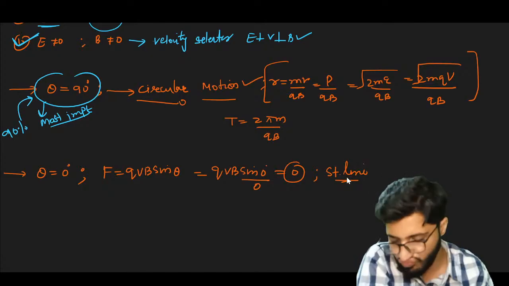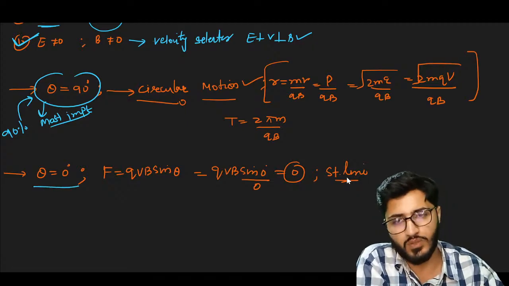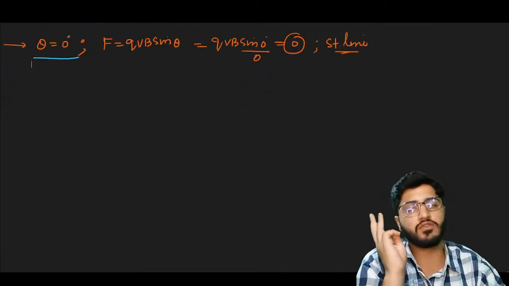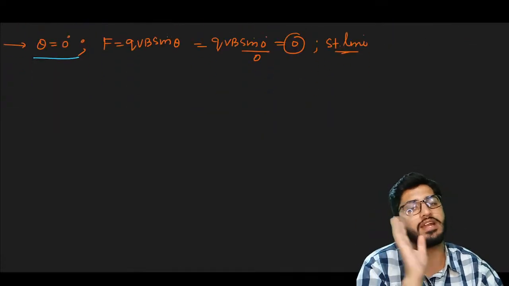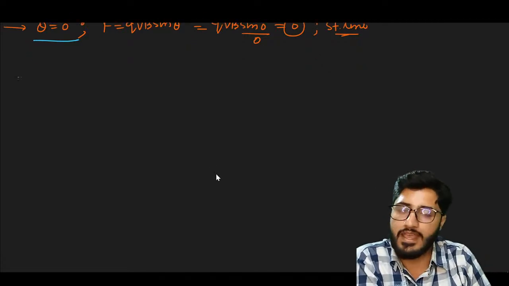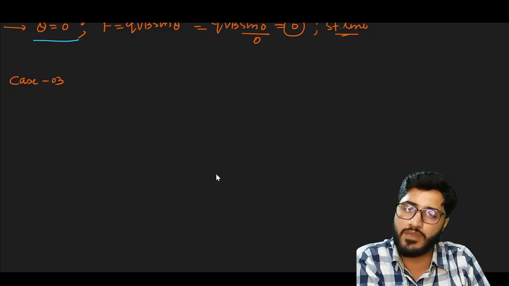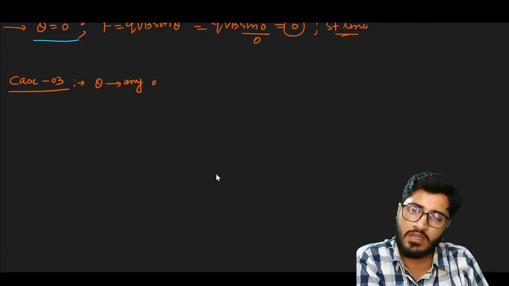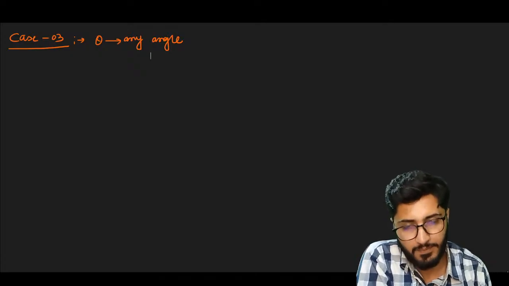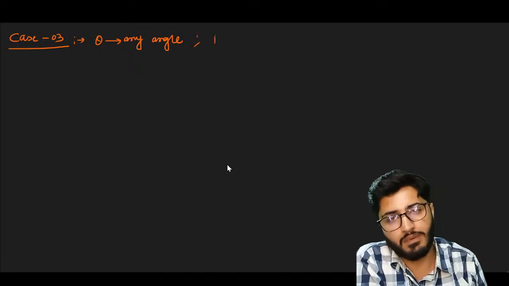Now the third one. I guess in the last class we discussed that we have three cases that we need to study: 90, 0, and any angle. Case number third: theta is any angle. So I will write here, the path will be helical.